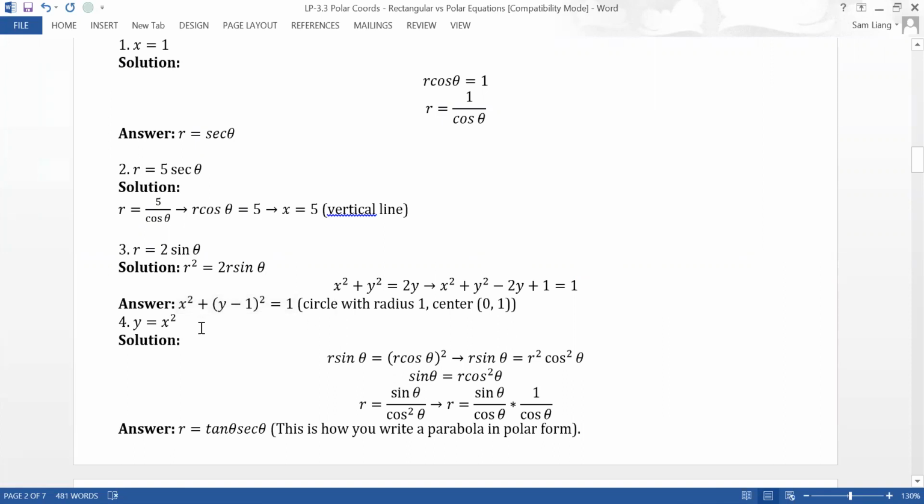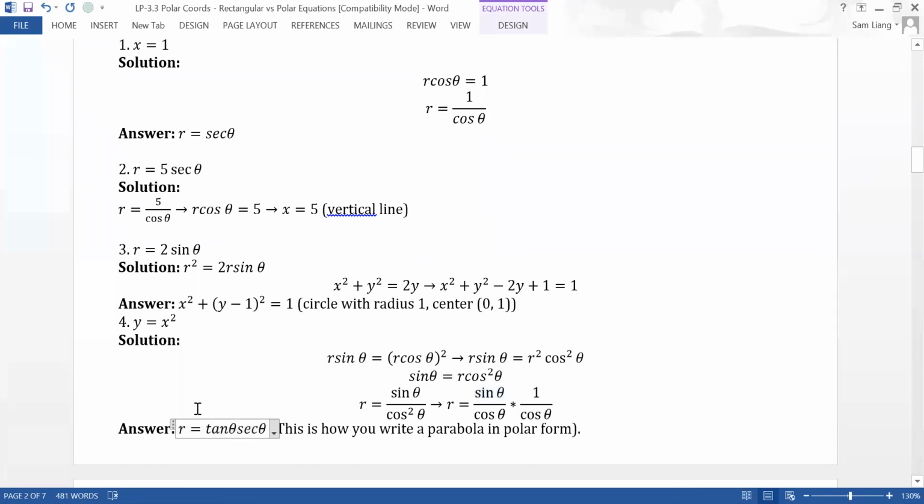All right, lastly, we have y equals x squared, which we know is a parabola, but let's see how to write it in polar form. Okay, so we replace y with r sine theta. We're going to replace x with r cosine theta. We get r sine theta equals r squared cosine squared theta. And then here I'm going to divide r on both sides. So you get sine theta equals r cosine squared theta. And then I divide cosine squared theta on both sides. So you get r equals sine theta over cosine squared theta. And I'm going to split that up into sine theta over cosine theta times 1 over cosine theta. All right, so sine theta over cosine theta, we know that to be tangent. And 1 over cosine, that's secant. Okay, so this is equal to tan theta secant theta.